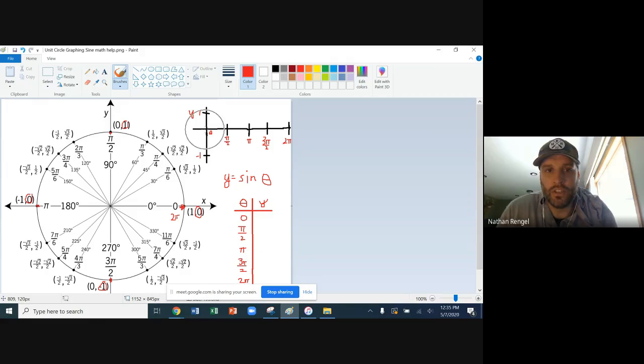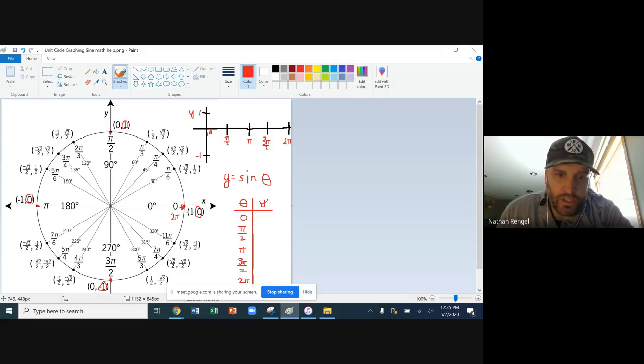So from here to here is pi over 2. Here to here, now we're at 2 pi over 2, which is pi. 2 pi over 2 plus pi over 2 is 3 pi over 2, which is right here. And then 4 pi over 2, which simplifies to 2 pi.